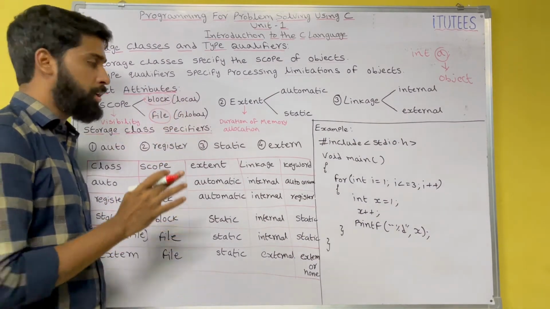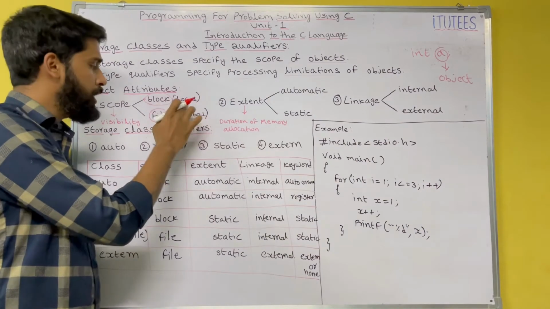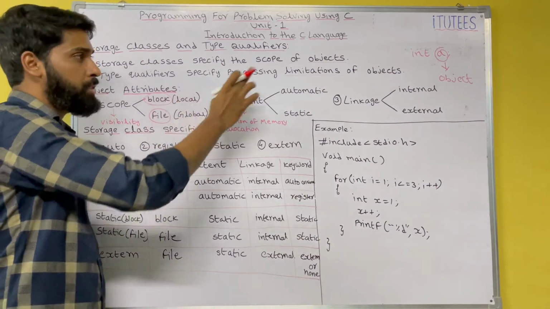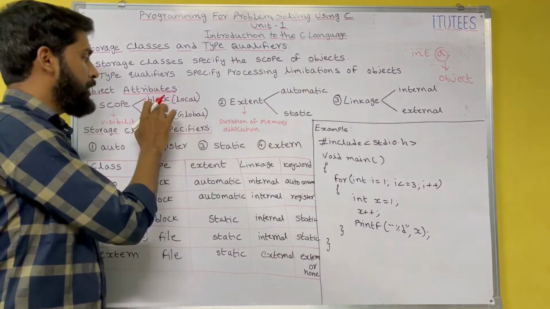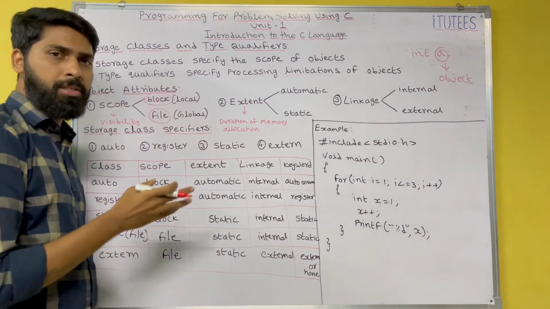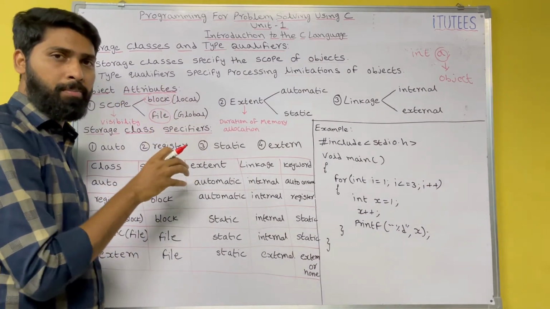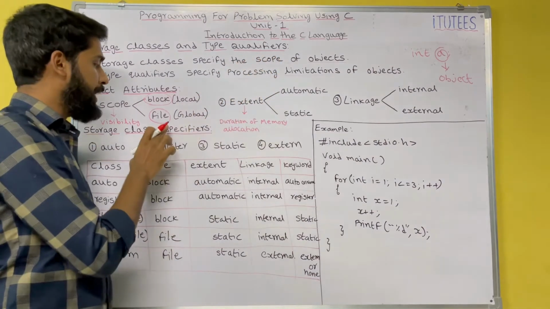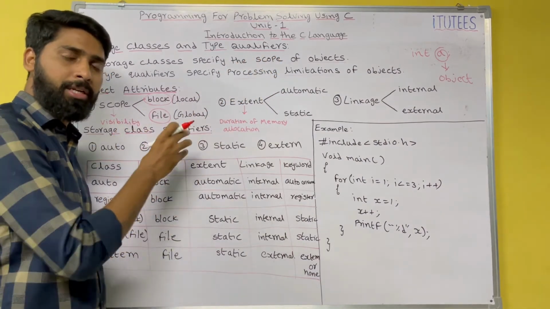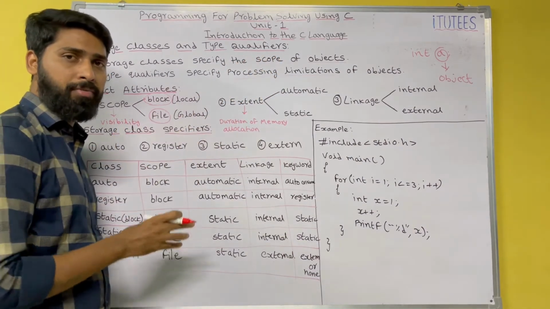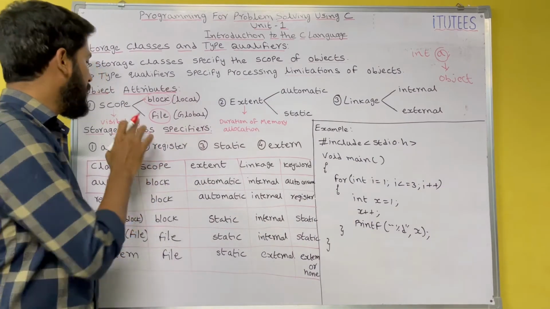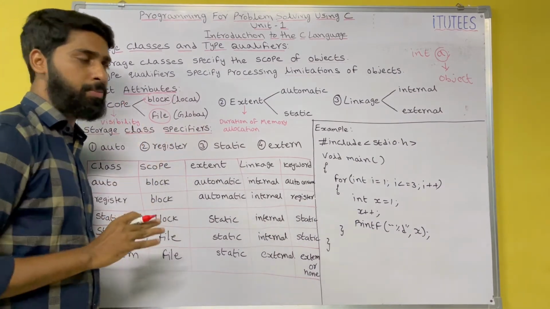In simple terms, we call block as local, and file as global. That means if an object is block, it can be accessed within the block only. If the object a is file, then it can be accessed from any place of the program. Okay, that is about scope. Scope is nothing but visibility.